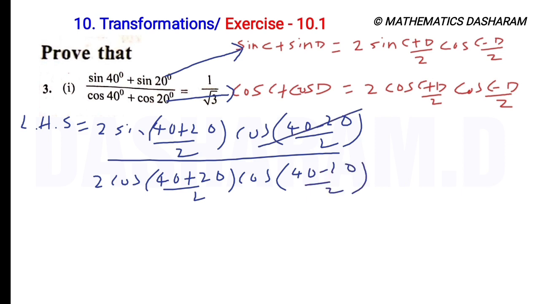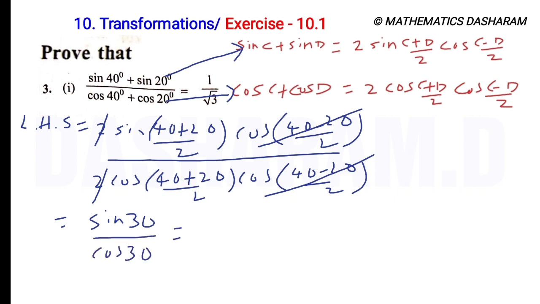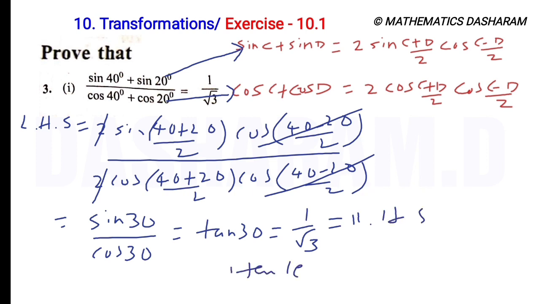Here cos 40 minus 20 by 2 and cos 40 minus 20 by 2 cancel. Next, here 2 cancel. So then it is equal to sin of 40 plus 20, 60 by 2, 30 degrees, over the same cos 30 degrees. Sin 30 by cos 30 is tan 30. Tan 30 equals to 1 by root 3. So it is equal to RHS. So hence proved.